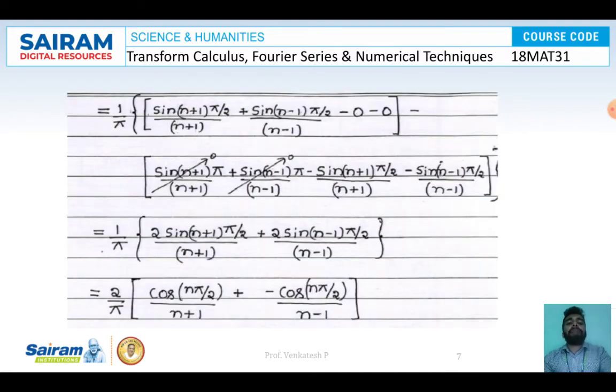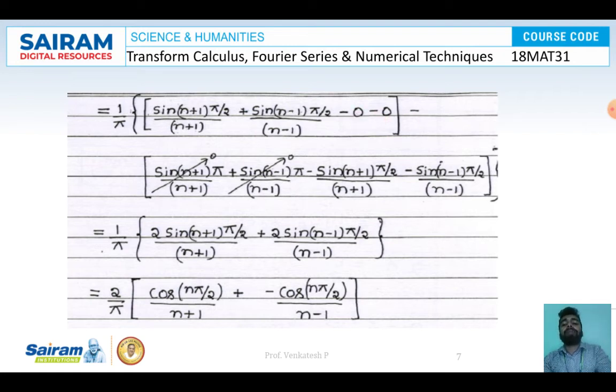So now applying the limit, applying upper limit and lower limit for the first function. So we got 1 by pi [sin((n+1)pi/2)/(n+1) + sin((n-1)pi/2)/(n-1)]. For lower limit 0, sin will become 0, so directly I am writing 0 here, minus the next function.